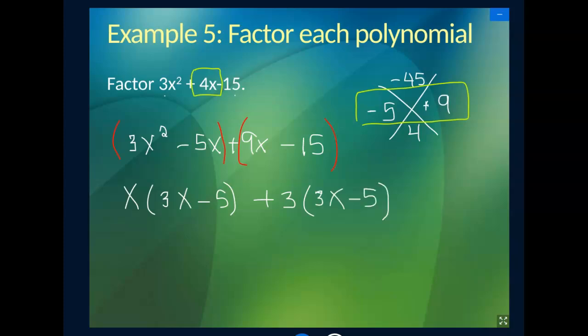If when you take out your GCFs, this and this don't match, you've done it wrong. If these two, what's left in the parentheses, don't match, it's done incorrectly. Now ready? So these two are the same. So that's one of your factors. What's outside is the other factor.